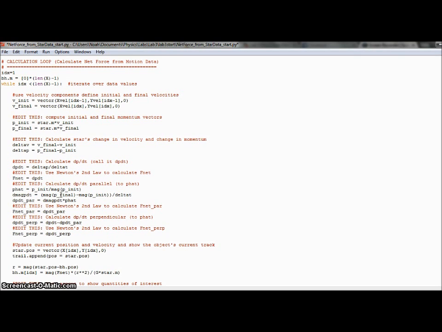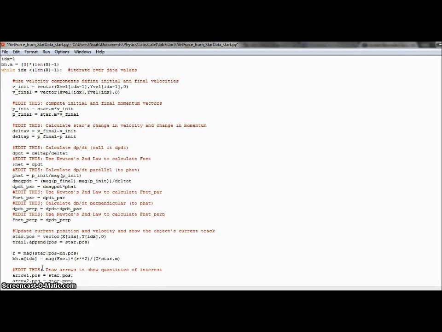This is equal to F net according to Newton's second law. Next, I found the components of F net, which are F net parallel and perpendicular. I found the first by finding the unit vector of the momentum, which I multiplied by the difference in the magnitude of the final and initial momentums. I then found the perpendicular force by subtracting the parallel force from the F net. This is equal to the F net perpendicular.